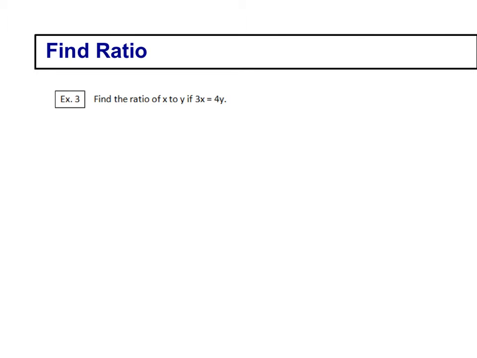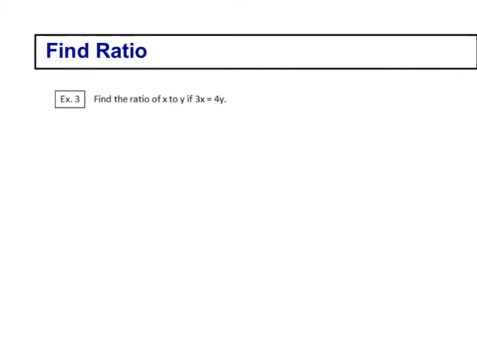Alright, our third example asks us to find the ratio of x to y if 3x equals 4y. So basically we're just going to set up the proportion, but we need to make sure that it's set up correctly. So I want to go back to the intro video where we said that using the means and extremes.